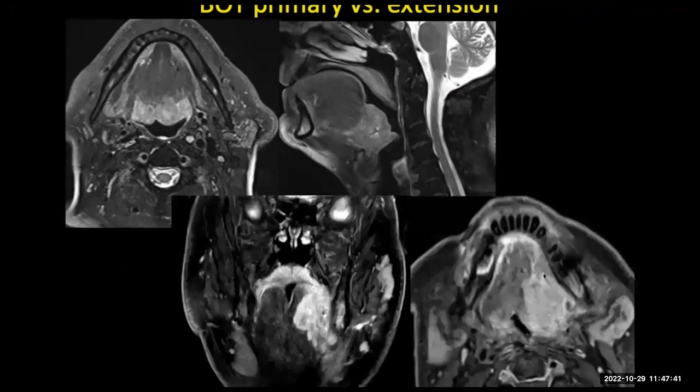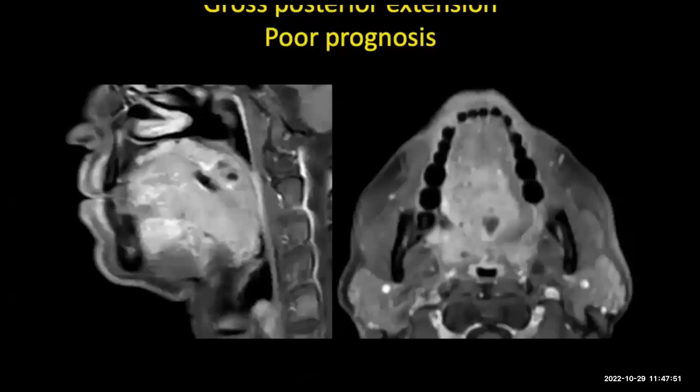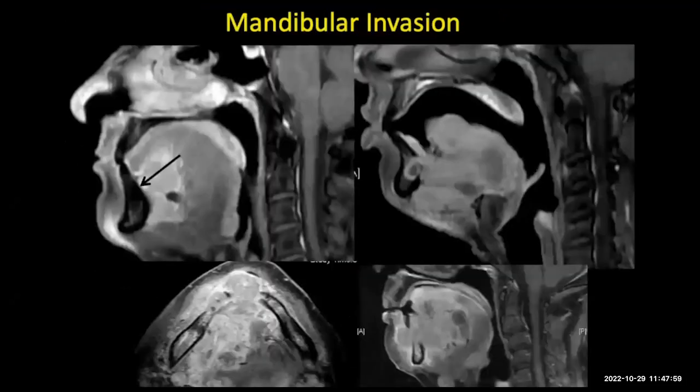If the disease is involving the anterior part of the tongue and going into the posterior part of the tongue, then these are advanced cases, and they are usually palliative cases, treated with palliative CTRT. And with gross posterior extension, the patients are treated with palliative intent, and they are not treated with surgery or radical CTRT. Let's look at mandibular invasion.